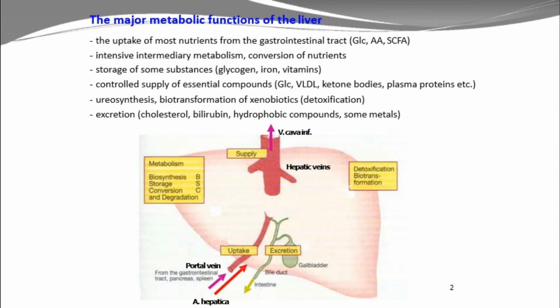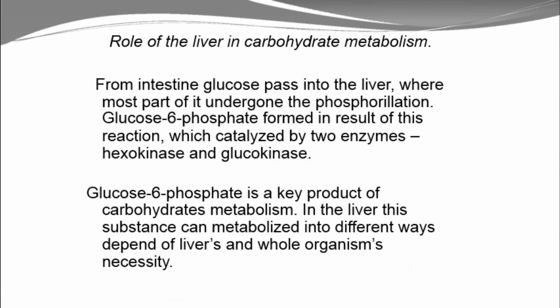So let's first begin with carbohydrate metabolism. What role does the liver play in carbohydrate metabolism? Basically, when the nutrients get digested and ultimately get metabolized, they get converted into an intermediate called glucose 6-phosphate.